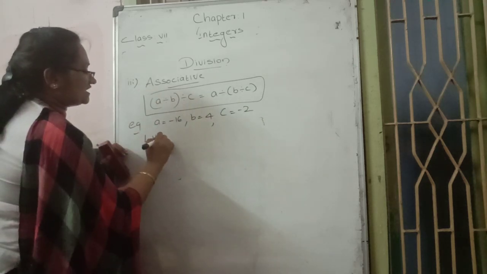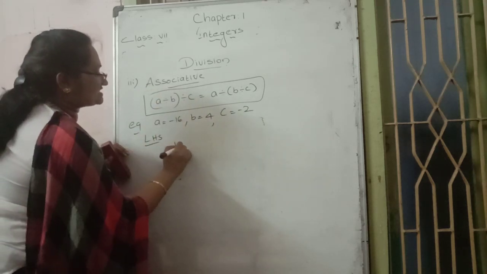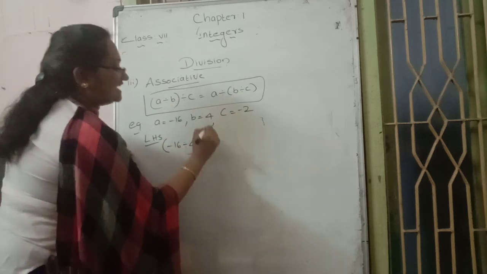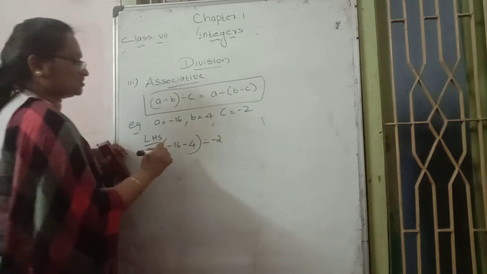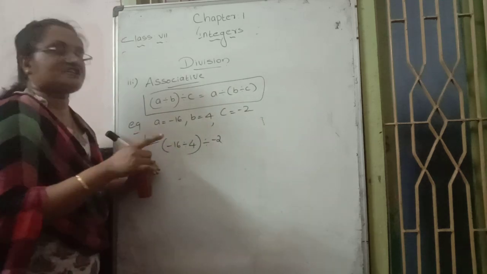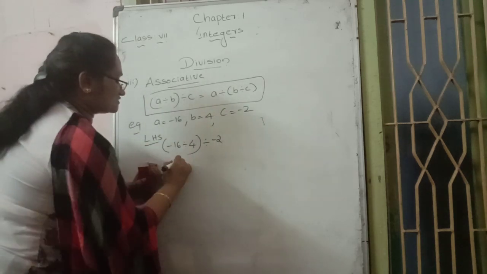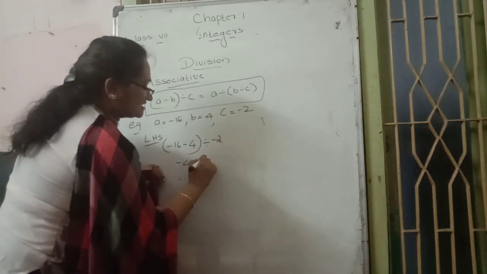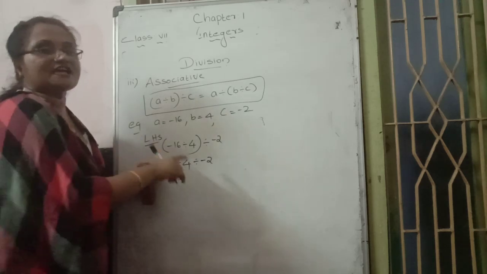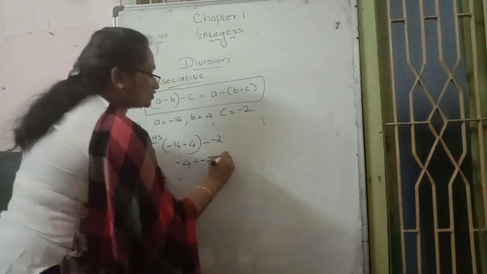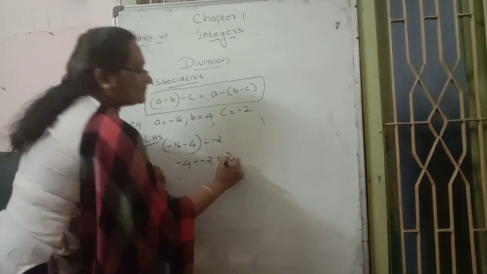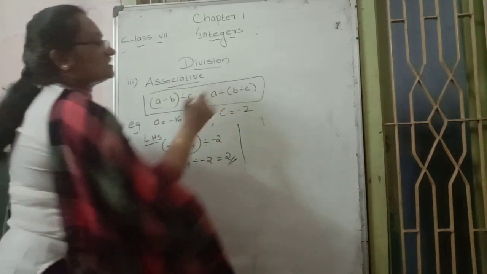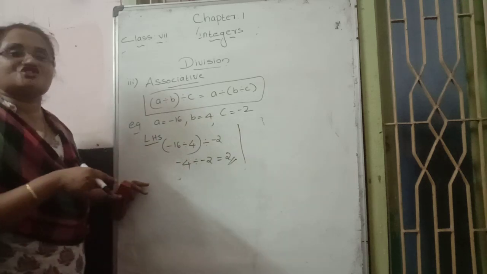LHS of our general form: A place minus 16 divided by B place 4, in brackets, divided by the C value minus 2. 4 table 16, 4 times, but minus, that's why minus 4. Divided by the last number, minus 2: 2 table 4, 2 times, minus minus changes to plus 2. This is our LHS answer.